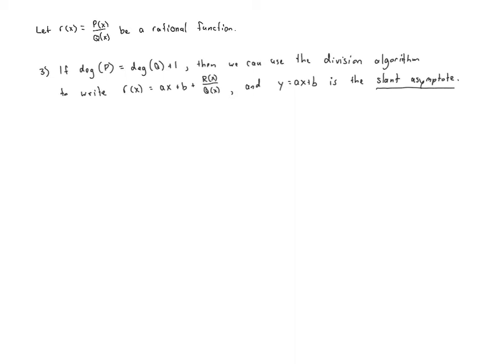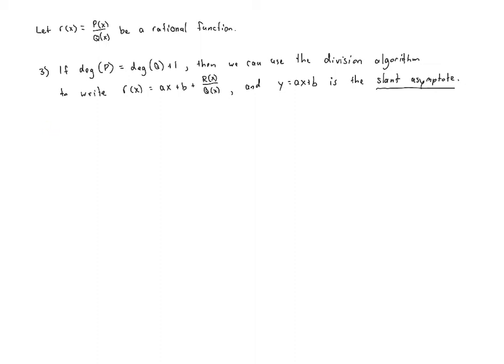A slant asymptote is an asymptote that is neither vertical nor horizontal. It ends up being diagonal or slanted. Let's take a look at an example of a function that has a slant asymptote.